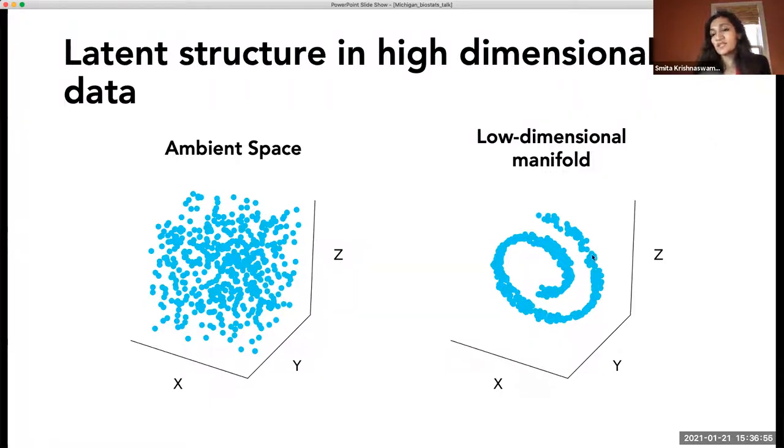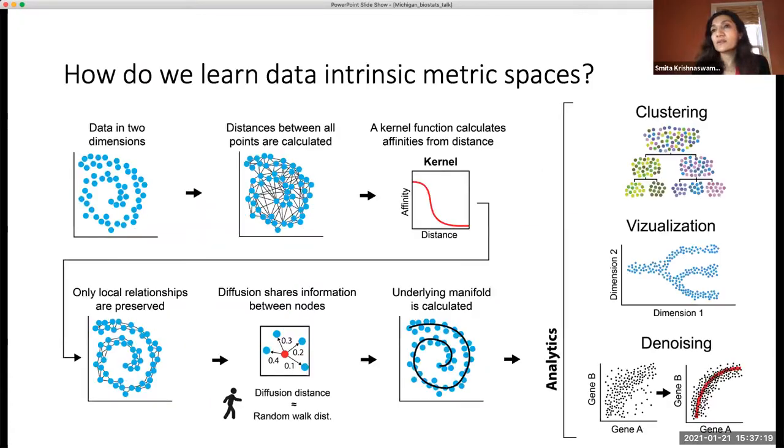To give you an example of a task that I'm not talking about much today, let's say you had noise that was splaying data off this manifold, but you could clearly see that the trend of the data was like this. You can restore the data back to the manifold and therefore denoise it. So the idea is that you first learn the shape of the data, and then a lot of the downstream tasks become a lot easier.